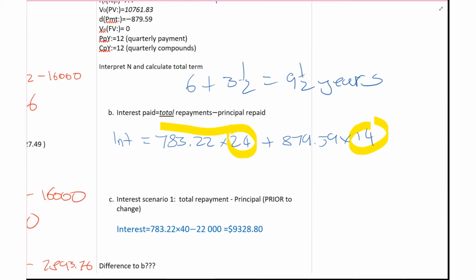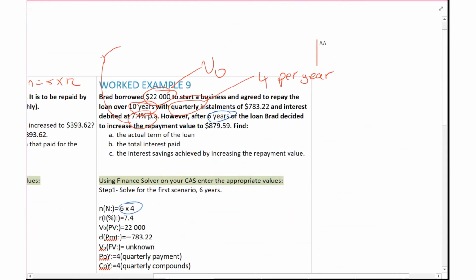Minus 22,000, remember, is what I borrowed, equals interest paid, which is 9,111 and 54 cents.